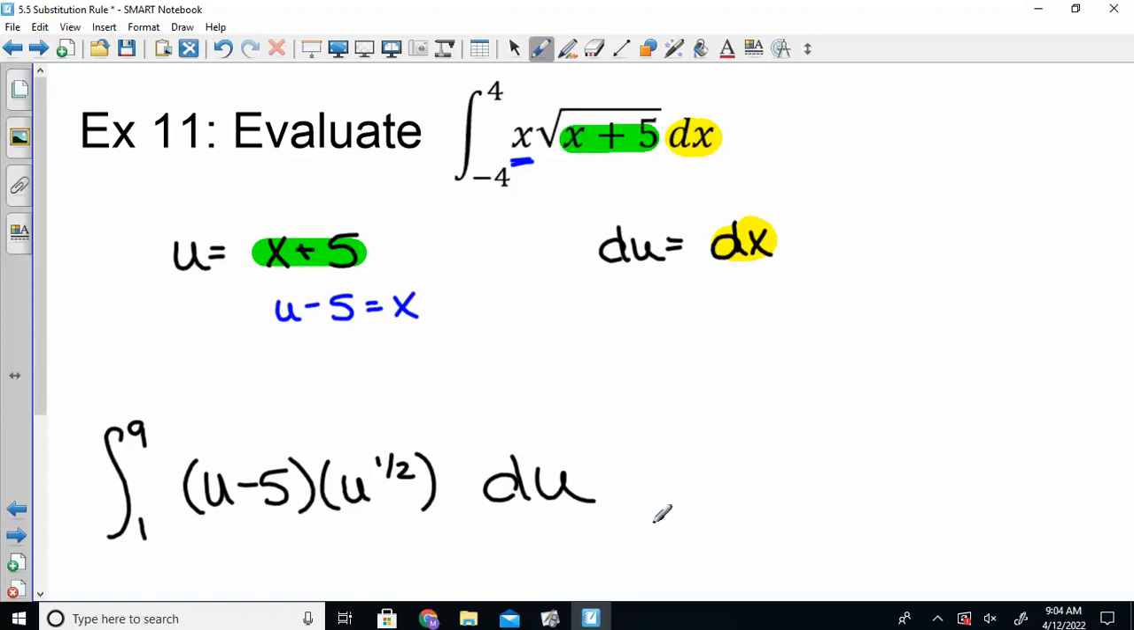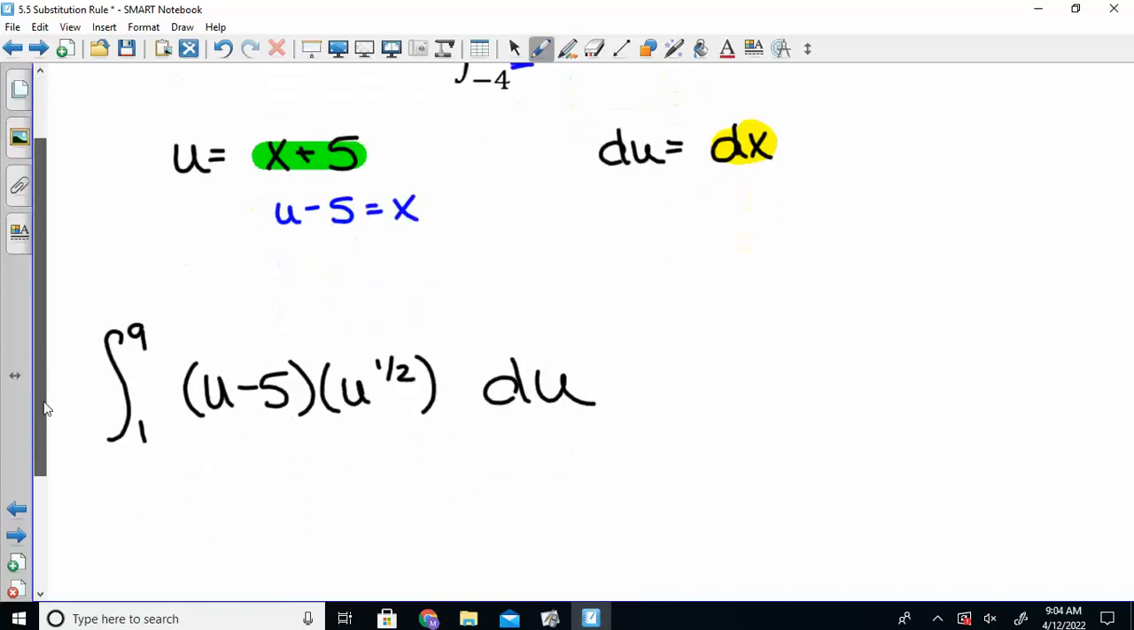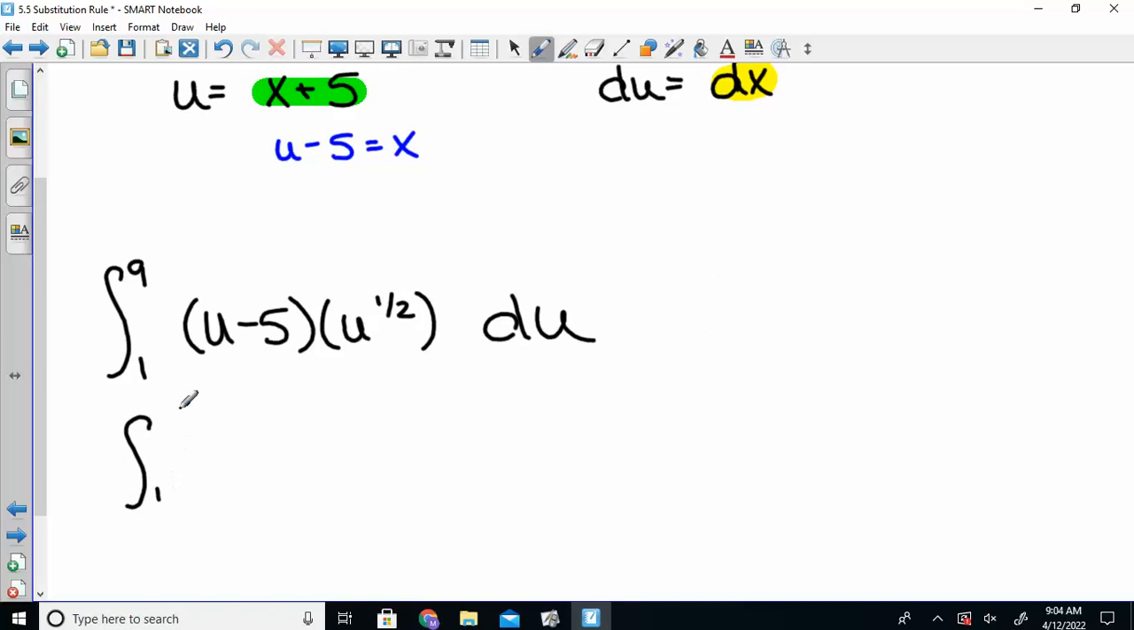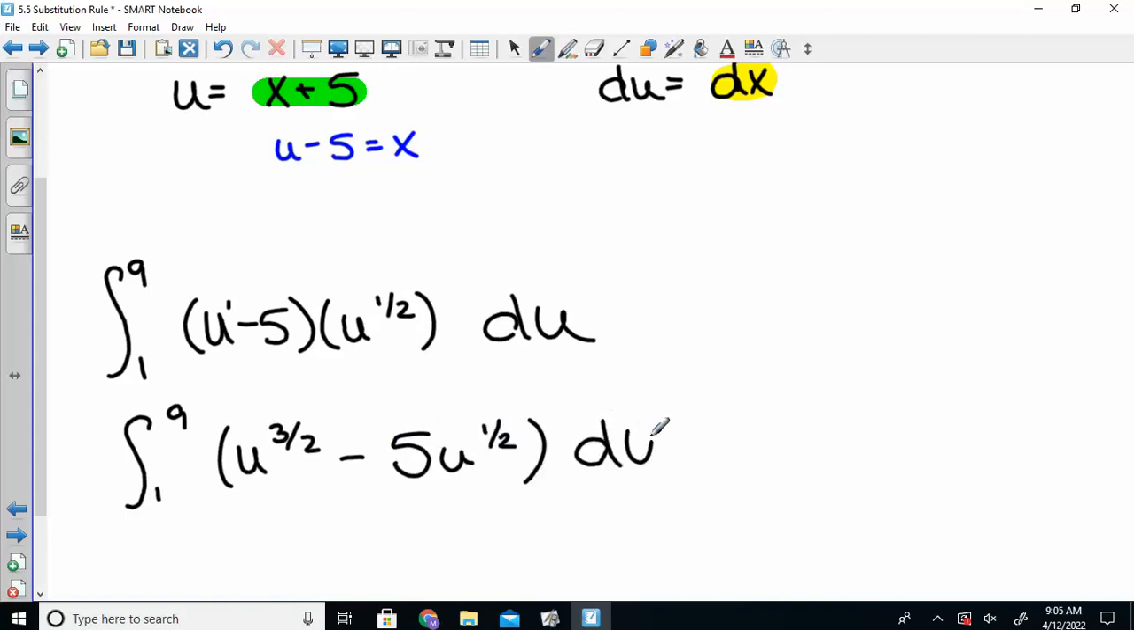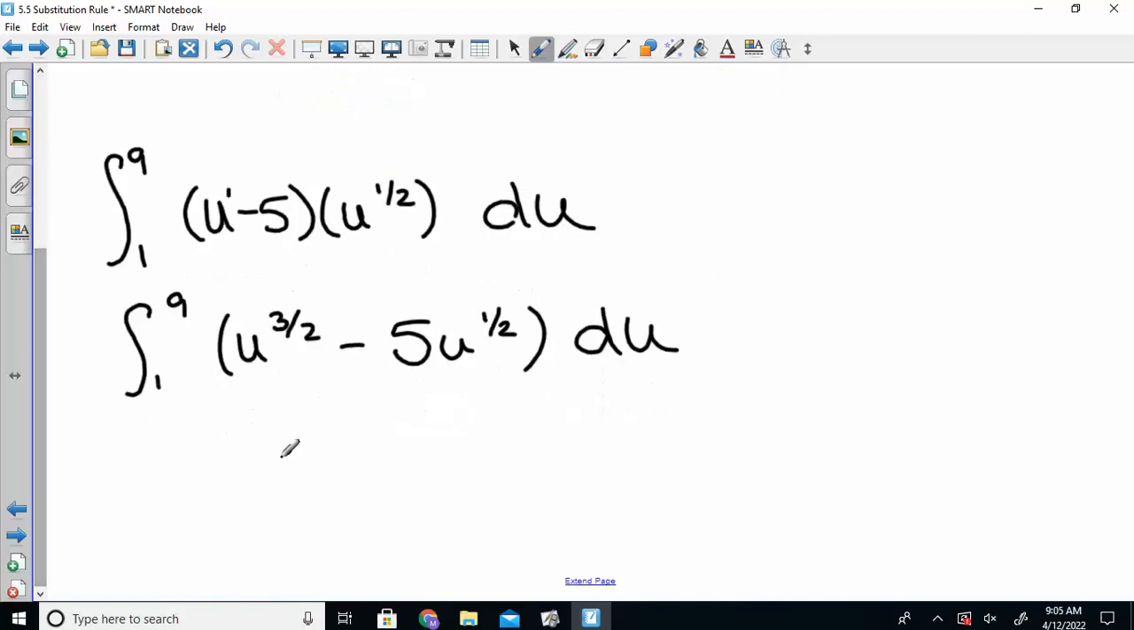How is this any better than what we started with? We can distribute this out, can't we? And then be able to integrate. We couldn't before because we had two things under the radical. But now, if we distribute, u to the first times u to the 1/2 is u to the 3/2 minus 5u to the 1/2 du.